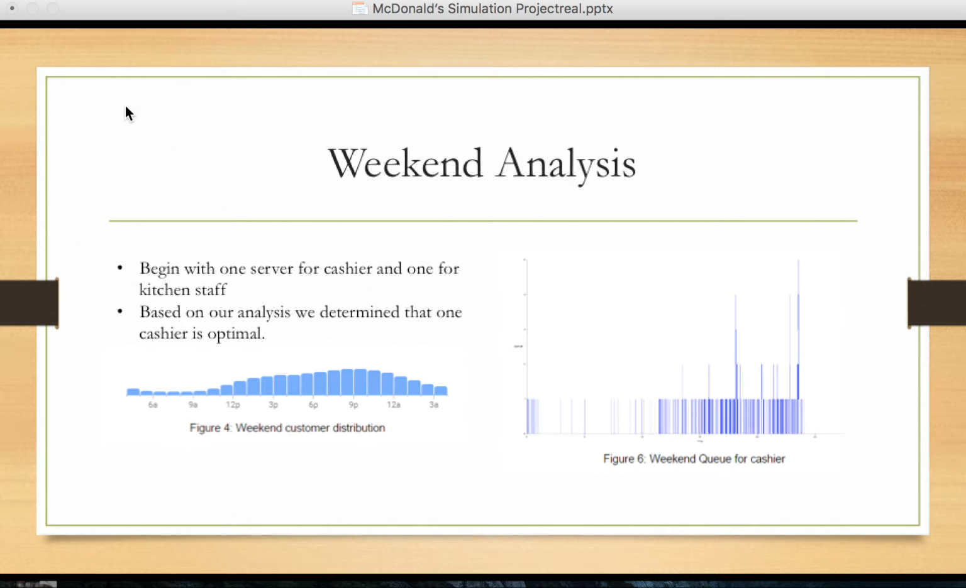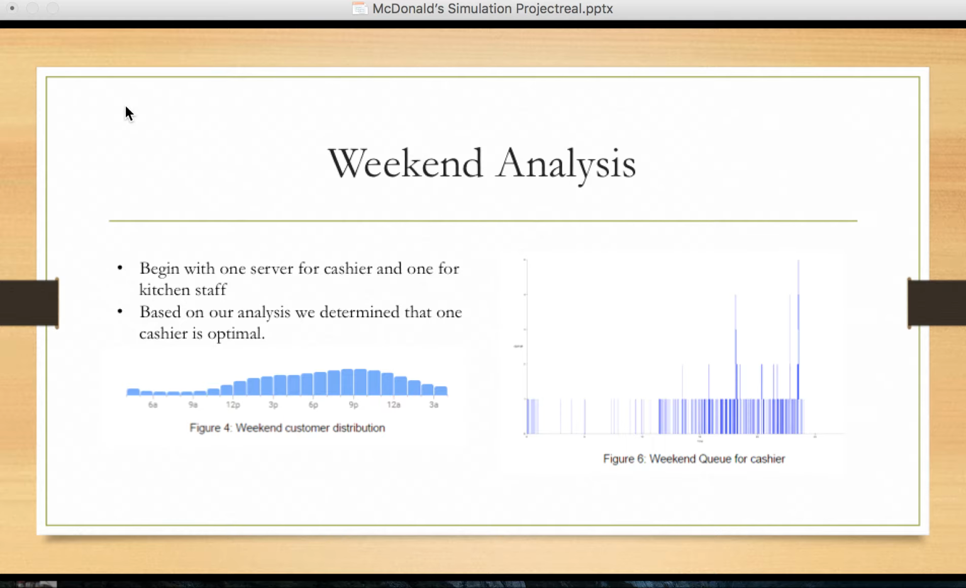For the weekend, we want to first look at the customer distribution, and as you see from the left diagram, from 1 a.m. till 10 a.m. the customers are barely coming to the restaurant. However, from 10 a.m. to 1 a.m. there are a lot of customers coming to the restaurant, as you can see from the higher bars in the graph.